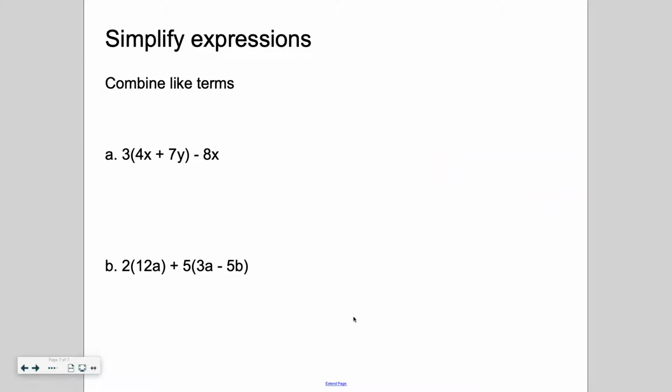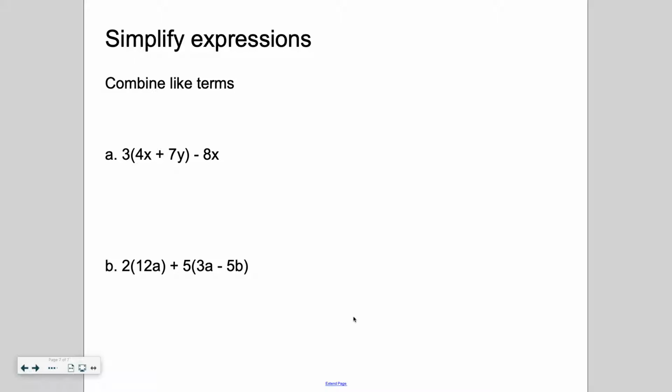Okay. Last thing we're talking about, simplifying the expressions. All that means is to combine like terms. Okay? What does it mean to combine like terms? Like, give me an example of 2 things that would be like terms. 2 and 4, okay. What about 5x and 3y? Are those like terms? No.